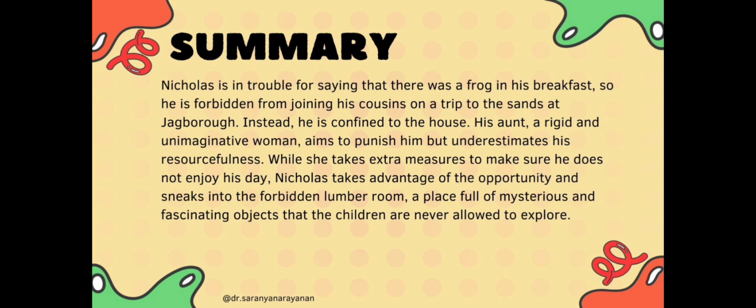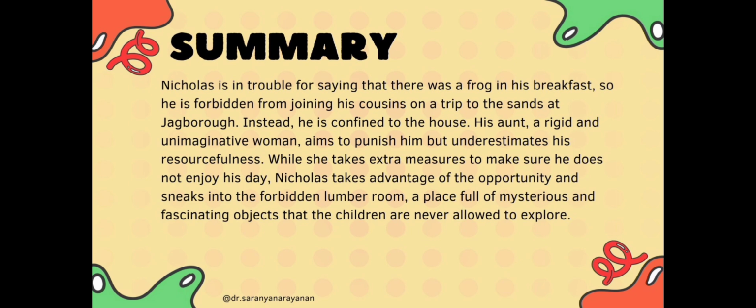So, when the story opens, we get an understanding that Nicholas, along with a few cousins, stay together in a boarding kind of facility which is run by a woman, and she is referred to as the aunt in this particular story. So the aunt is the one who is taking care of these children, and she is quite rigid and strict with these children. When the story opens, we get an understanding that Nicholas is quite a troublemaker, and he is refusing to have his breakfast and framing a story saying that there is a frog in his breakfast.